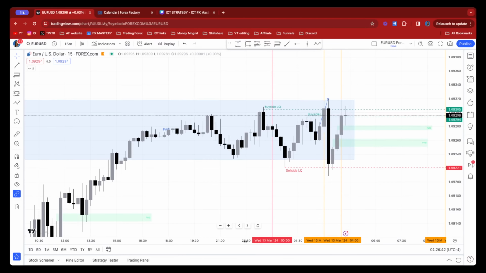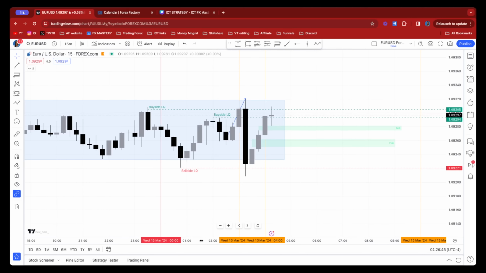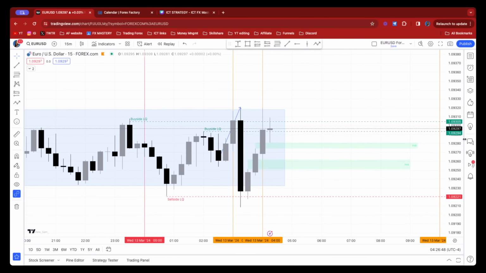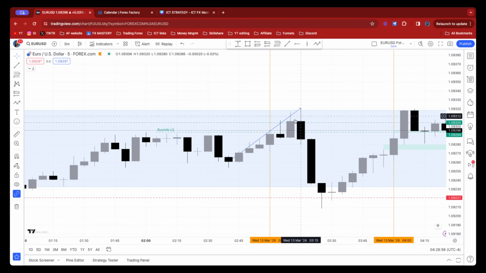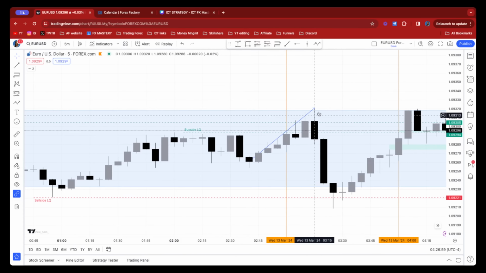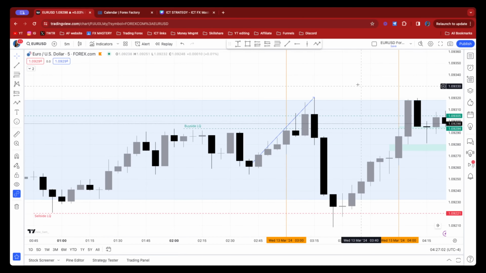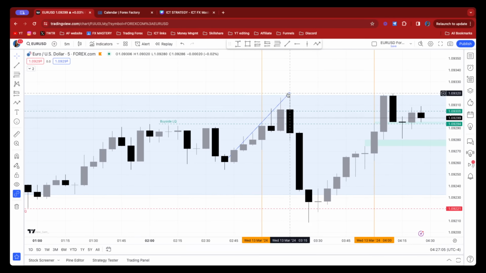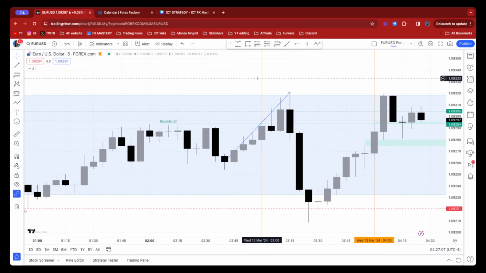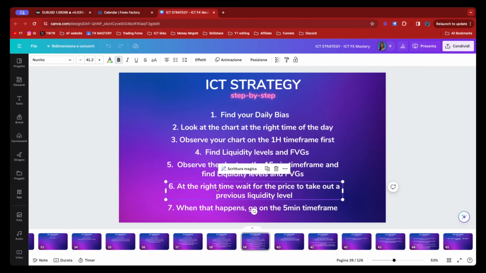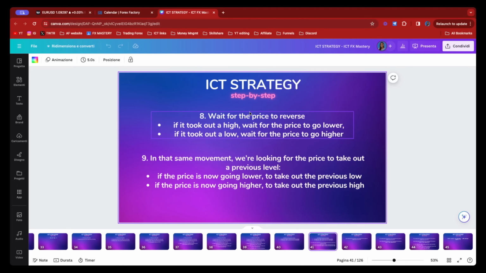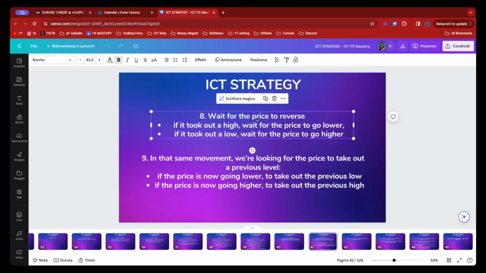Let me make our price movements a little bit bigger so that we can observe them better. Now, if I go on the 5 minutes time frame, why am I going on the 5 minutes time frame? Well, because the price took out these liquidity levels, and by taking out these liquidity levels, then if not before even, it's my moment to go on a lower time frame, such as the 5 minutes time frame. This happens, and then what I want to see happening is the price reversing. So we're waiting for the price to reverse.